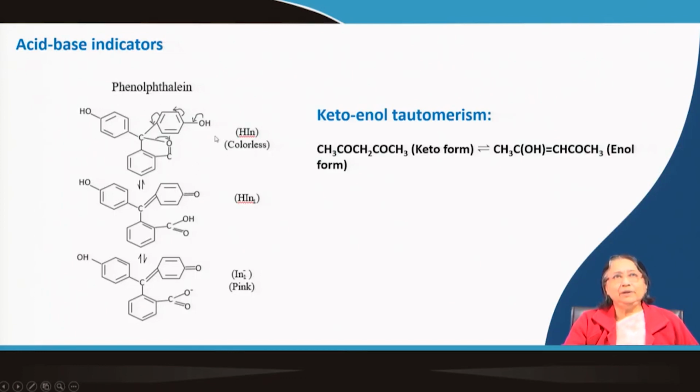Now, if you increase the pH, that means under alkaline condition, this form is generated, first this form and then it comes here, because hydrogen is taken away by the alkali. So, this form is generated and this has pink color. So, we have used phenolphthalein.